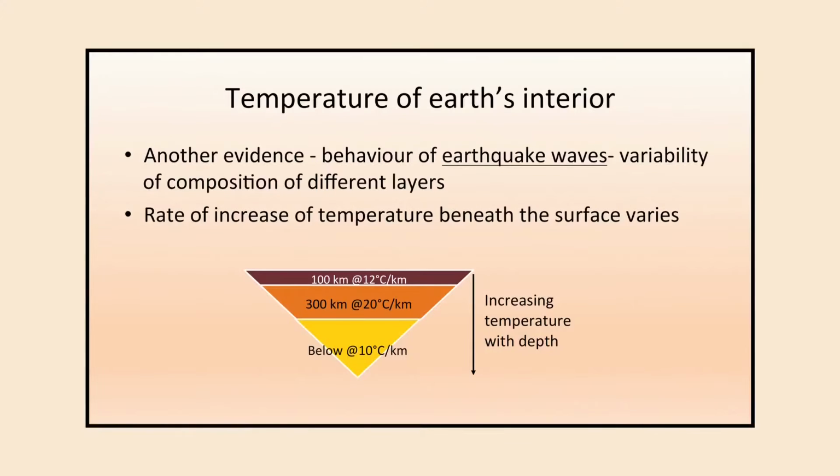The rate of increase of temperature beneath the surface also varies depending upon the constituent of the material. For the upper 100 kilometers, the rate of increase of temperature is 12 degrees centigrade per kilometer. For the next 300 kilometers, it is 20 degrees centigrade per kilometer, and below that it is 10 degrees centigrade per kilometer. Pressure is also acting here in changing the rate at which temperature increases, as well as the density of the material inside the earth.